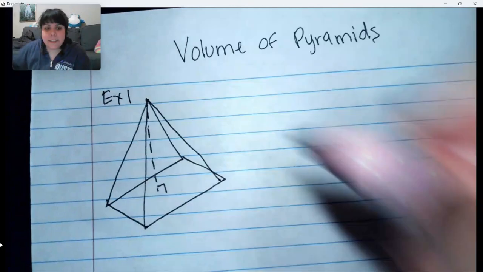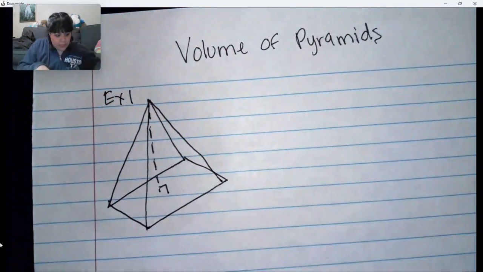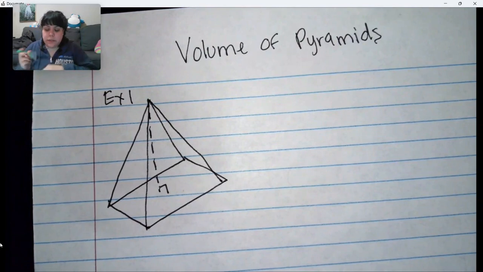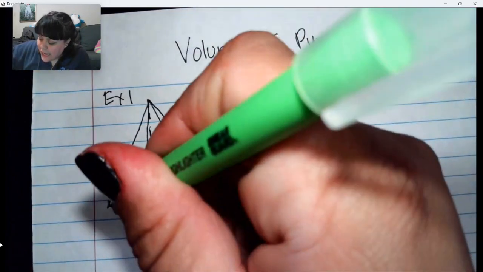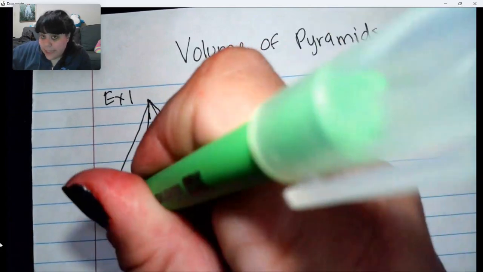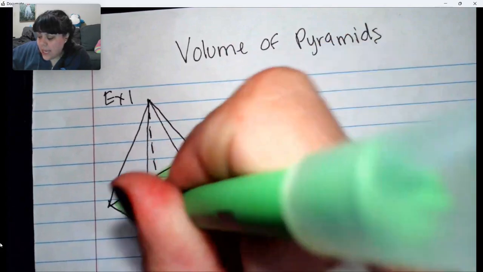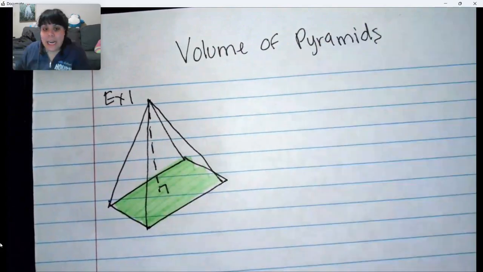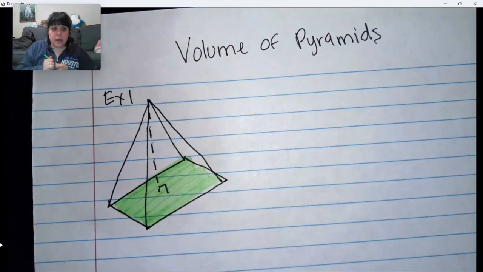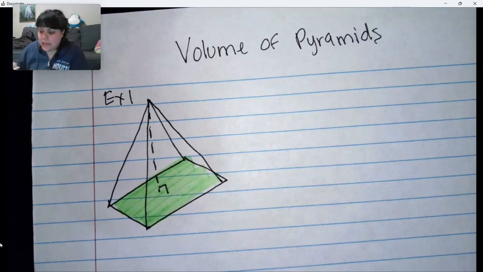Okay, so like I said, we're going to do two examples. This is our first example. If you want to pause so you can copy down the pyramid, go ahead and do that. I'm going to highlight my base. Remember, pyramids only have one base, and since it's a rectangular pyramid, our base is in the shape of a rectangle.